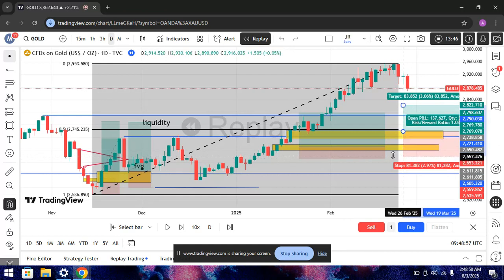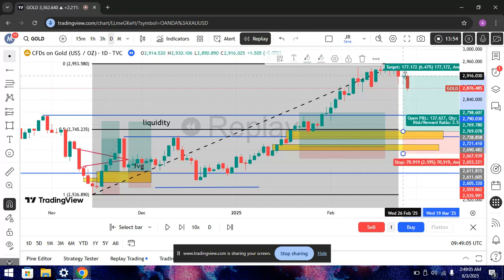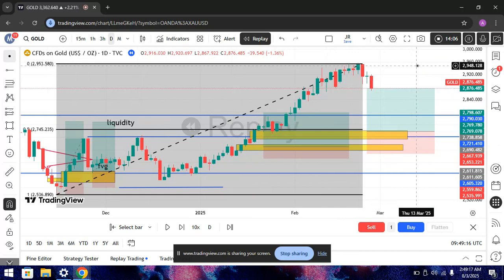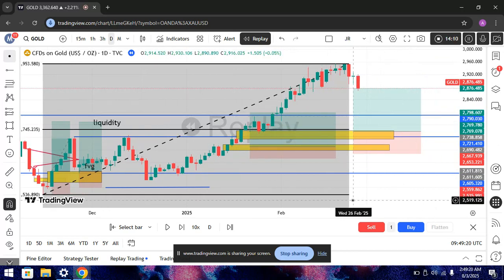Remember guys, the risk reward is a lot of pips, guys. It's a lot of pips. So we're going to target this high and we want to break the structure. Okay guys, let's just stick to our 1:2. Okay, so now let's see if the trade will play out.